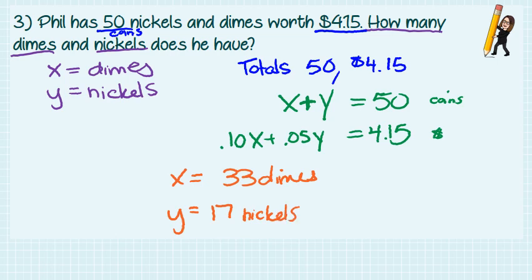So let's check. If I add 33 and 17, I have a total of 50 coins, so that's good. If I plug this into my second equation, well, 33 dimes times 0.1 would give me $3.30. 17 nickels at a value of 0.05, when multiplied by 17, gets me to 85 cents. If I add that together, do I get 415? I sure do. So that again makes me feel confident in my answer.